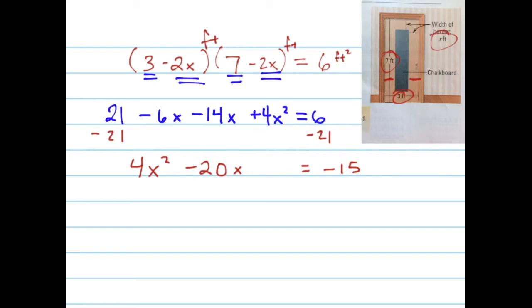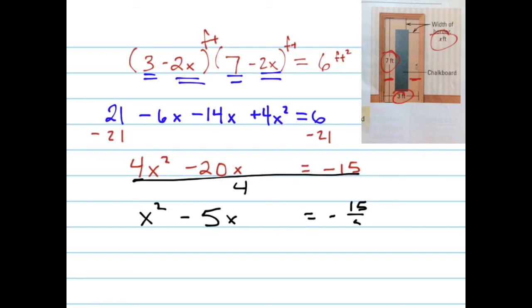Now what do I got to do? Got to divide the whole equation by 4. Remember, I got to get rid of my lead coefficient there. That's got to be 1, and right now it's 4, so we're going to divide the whole equation by 4. It gives us x squared minus 5x, and on the right-hand side, negative 15 over 4.